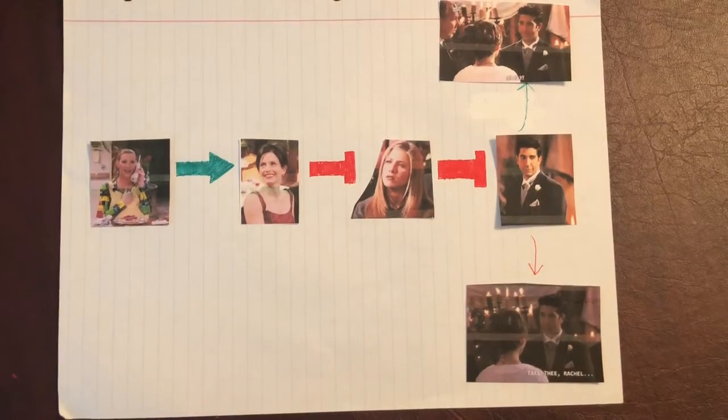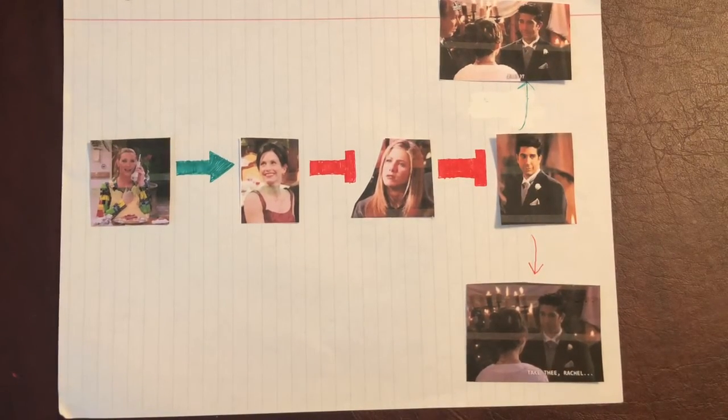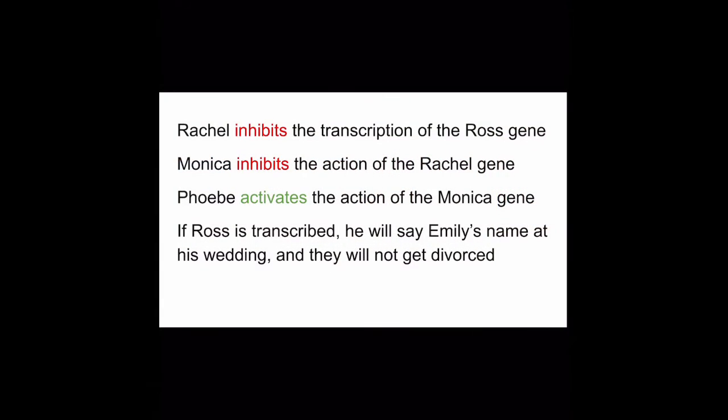The Phoebe gene will activate the Monica gene. Once the Monica gene is activated, she can inhibit Rachel from telling Ross that she loves him at his own wedding. This is a summary of the developmental pathway and the actions of each gene.